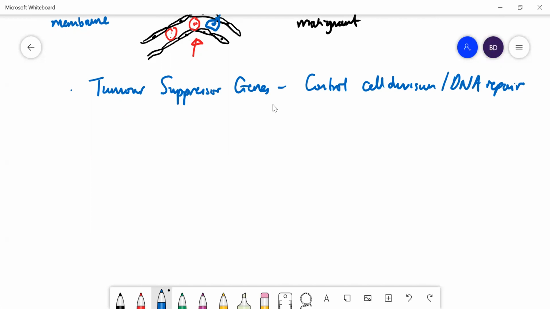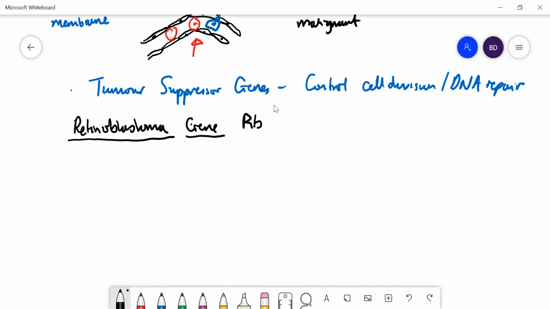forming tumors. So let's go back to the first tumor suppressor gene which was identified, which is called the retinoblastoma gene, and that's usually given the initial RB. There's a disease called retinoblastoma. It's a cancer which usually occurs in children, in the retina.